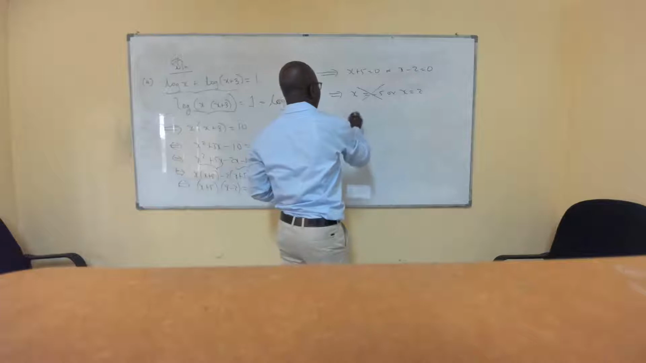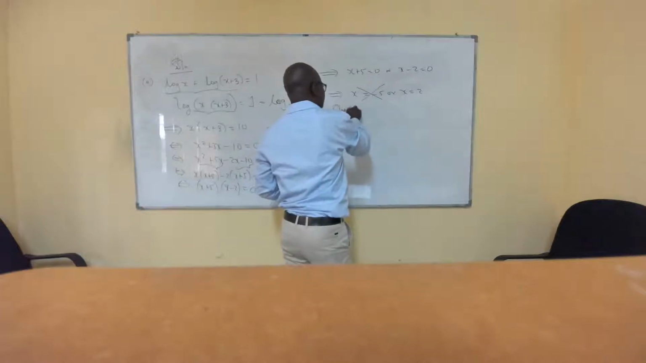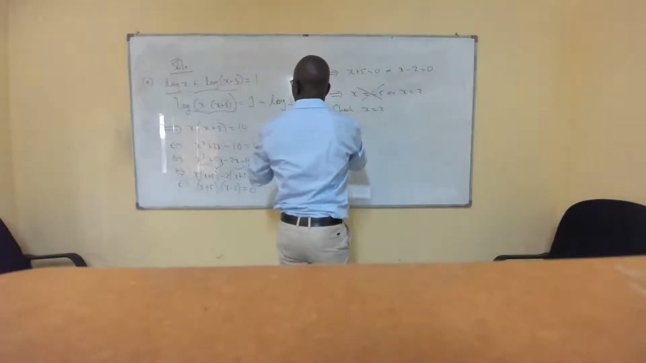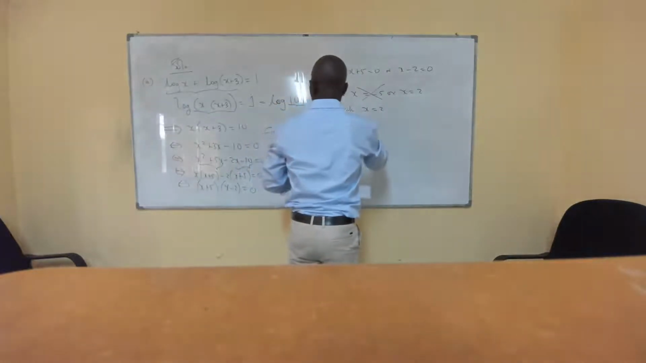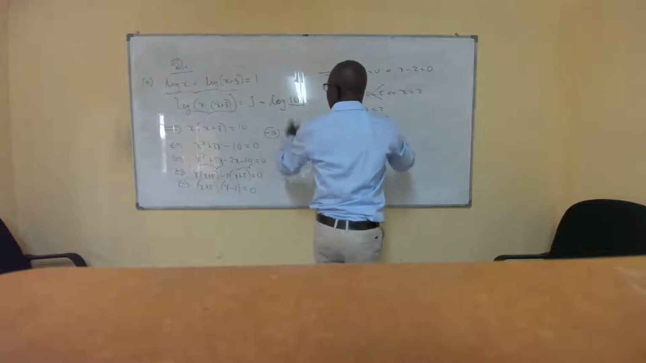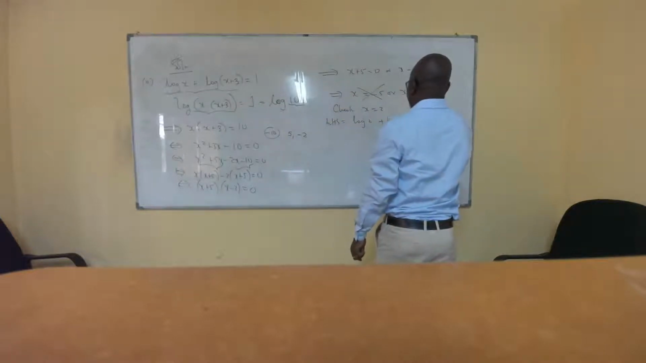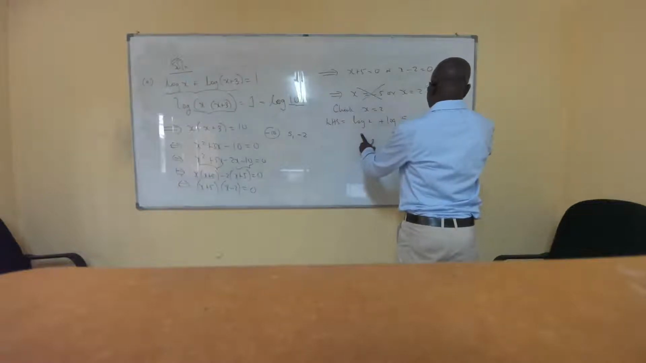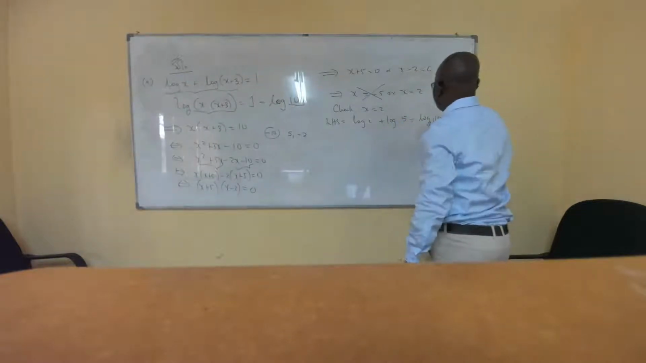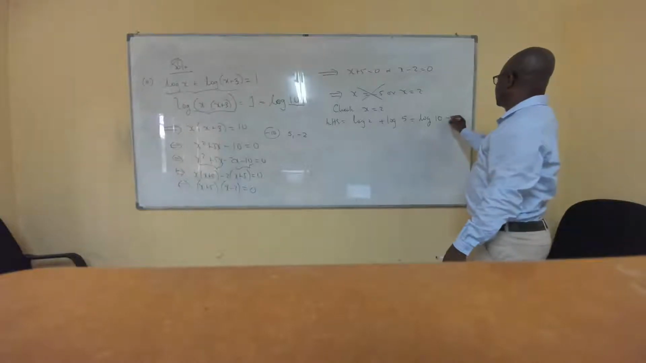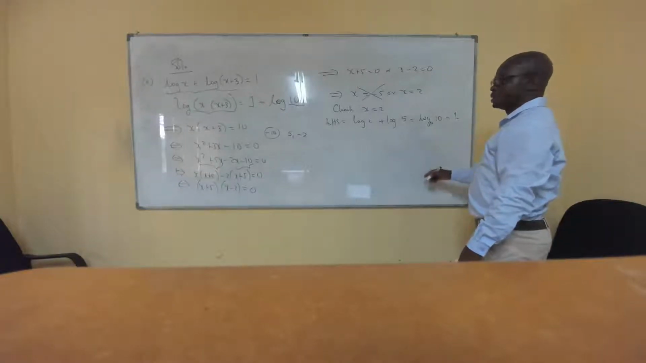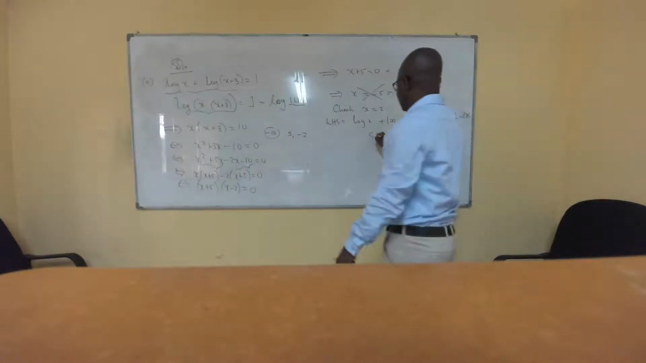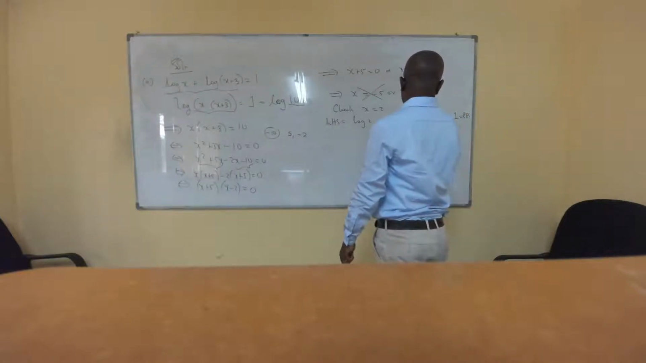If we check when x is 2, the left-hand side of the given equation will be log 2 plus log 2 plus 3, which is 5. And if we combine this, we have log 10, when you multiply 2 times 5. And this is 1 because this is base 10. So this is the right-hand side. So the solution set has only one point, which is 2.